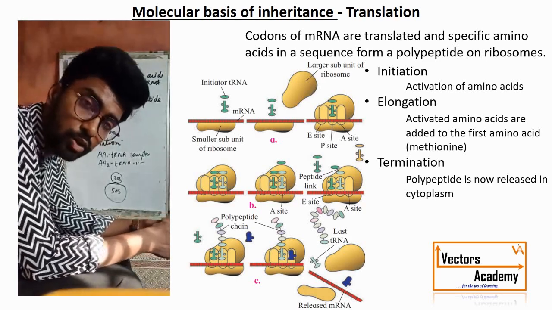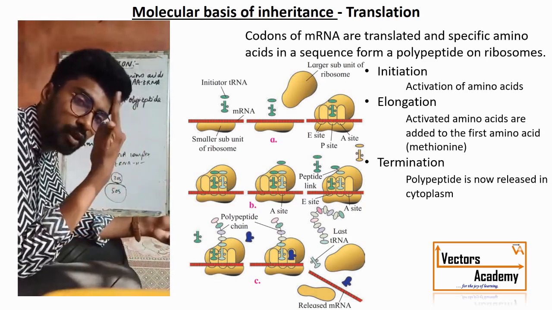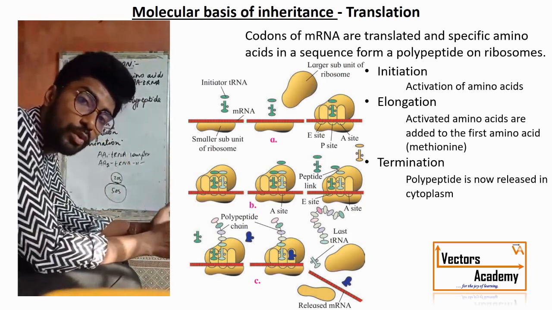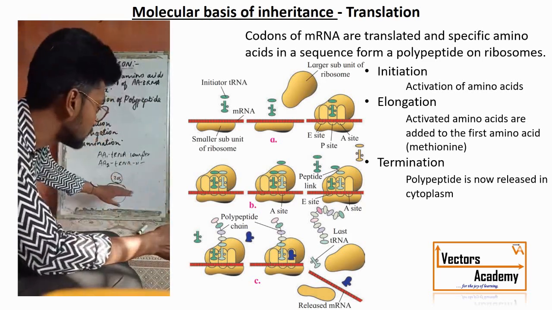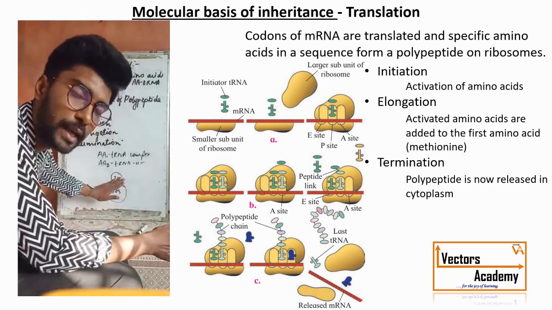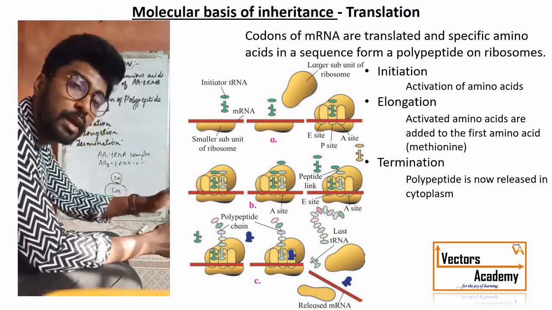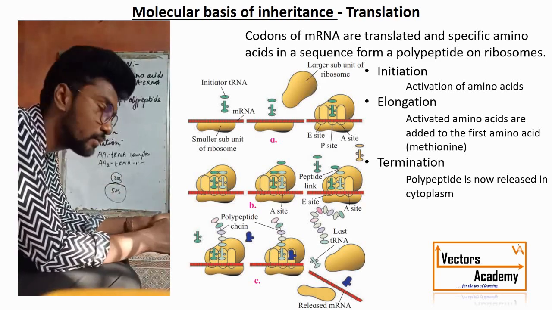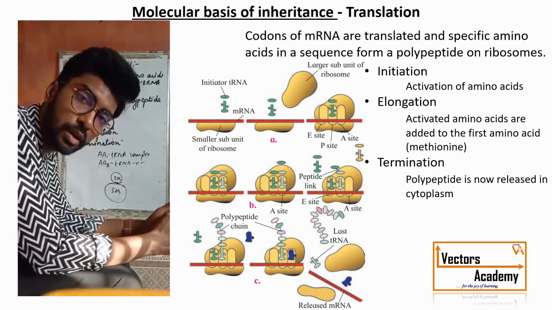So translation also requires 3 steps: initiation, elongation, and termination, right? Termination will only take place when the 30S subunit and 50S subunit of the ribosome split from each other. They will get separated from each other and the translation will be completed. Okay, thank you.